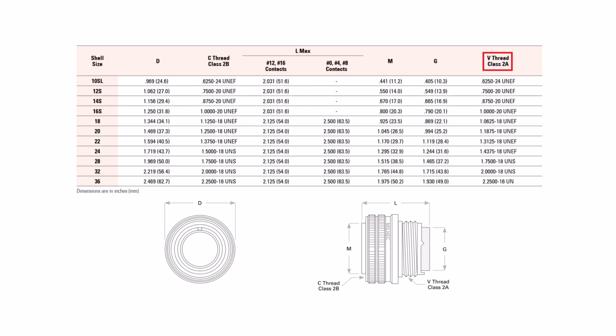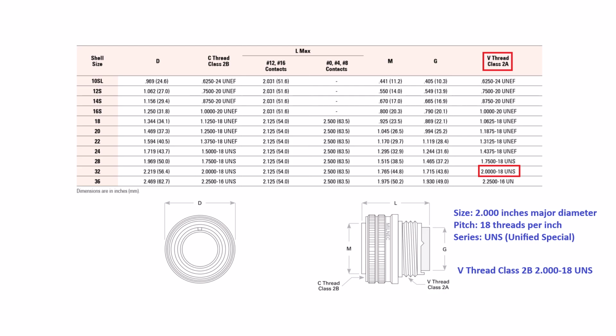The diameter is 2 inches. The pitch is 18 threads per inch, and the series is unified special. This means the backshell must have a matching internal thread, which is a class 2B with the same size and pitch. So let's take a look at the backshell that will be used with this connector. Its part number is M85049/8-24W.